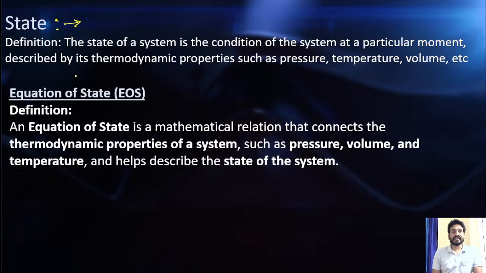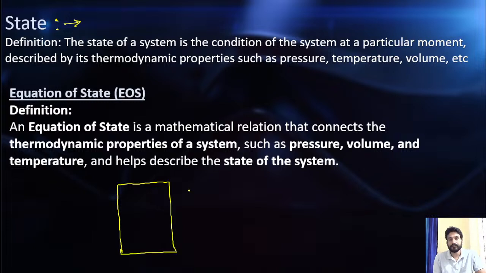The definition is very clear: the state of the system is the condition of a system at a particular moment, right? At that particular moment we describe or explain it with the help of thermodynamic properties like pressure, temperature, volume, etc. Is it clear to you? So what is the meaning of state of a system? How do we define the state of the system? Let's suppose this is my cylinder and gas is filled in this cylinder.